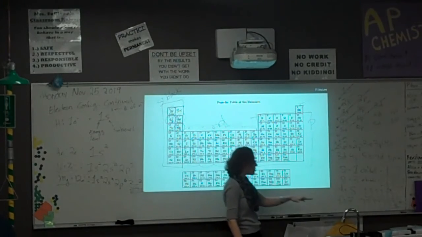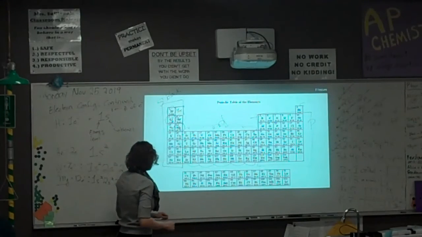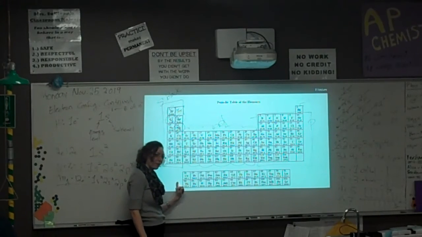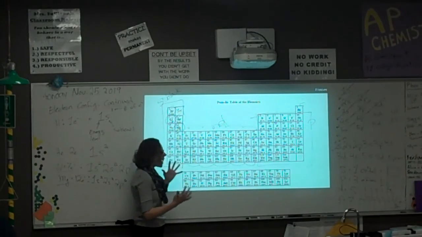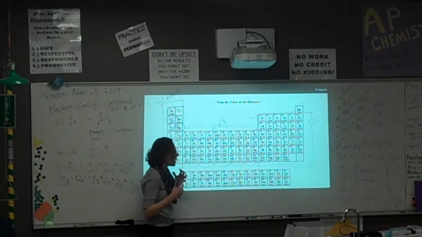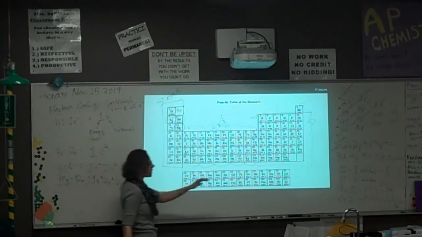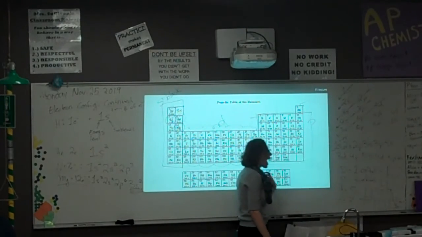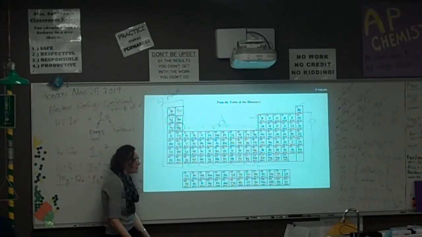How many electrons are supposed to fit in your F block? 14. How many elements are here? 14. How many electrons should fit in those orbitals, and it happens to work out that the way we organize the periodic table matches the number of electrons in those orbitals.